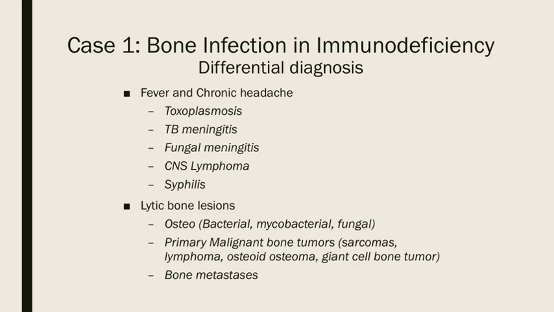You might think of fungal meningitis potentially for a cause of low-grade fever and chronic headache. Then you've got to think about non-infectious causes like CNS lymphoma, which we often see in CD4 lymphopenic patients, particularly those who are HIV positive. Syphilis, conceivably the great mimicker. Can anybody think of any other conditions that can cause fever and chronic headache?